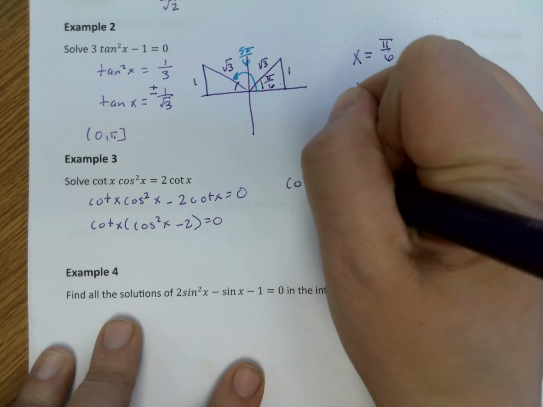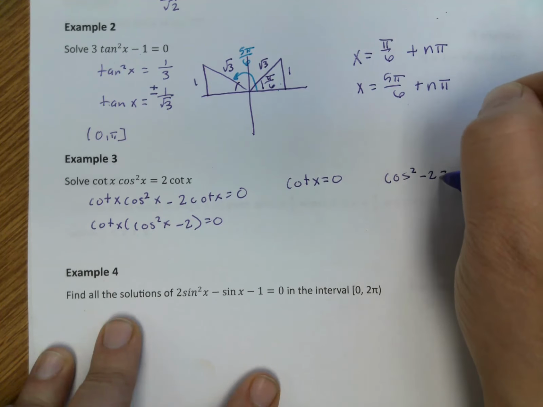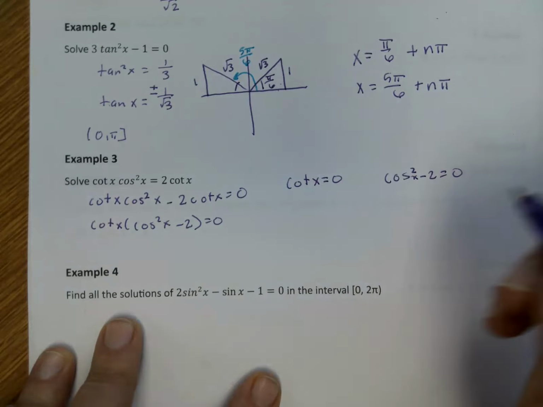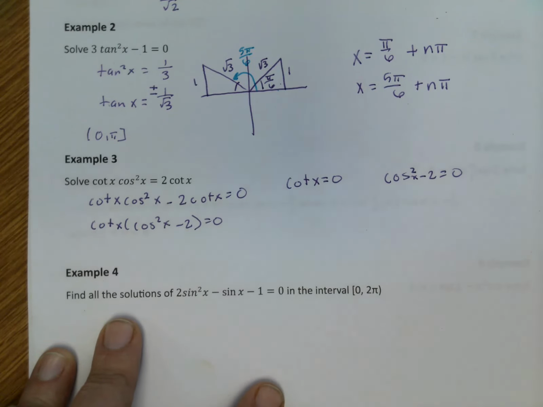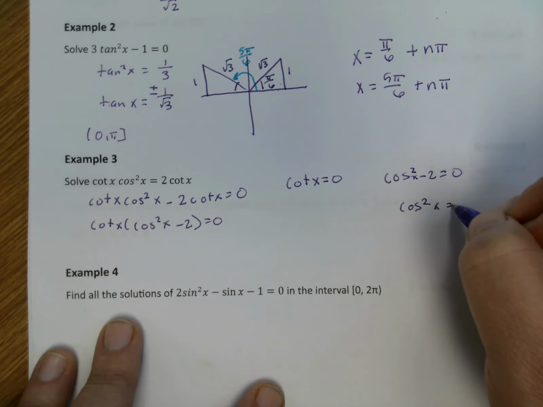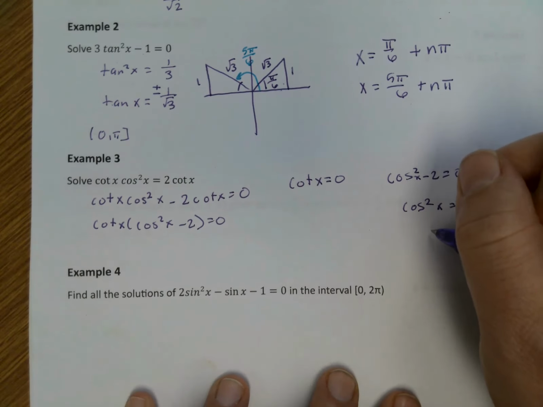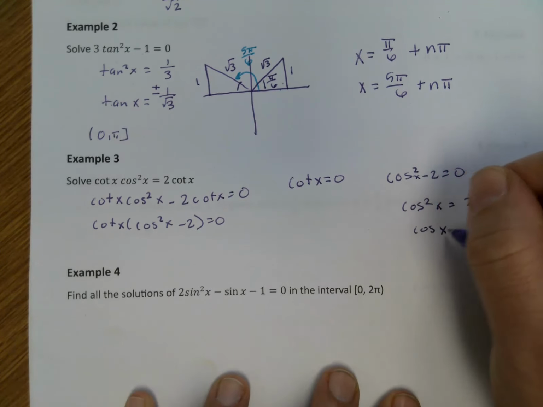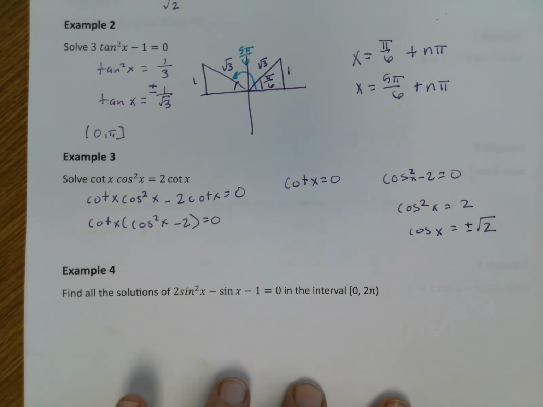So I'm going to have cotangent x is equal to 0. I'm going to have cosine squared x minus 2 is equal to 0. So this is already by itself. We'll get back to that in a second. But now I'm going to solve this for cosine. So I'm going to have cosine squared x is equal to 2. And then I would take the square root of that. So I'm going to have cosine x is equal to positive or negative square root 2. Now, a couple of things.